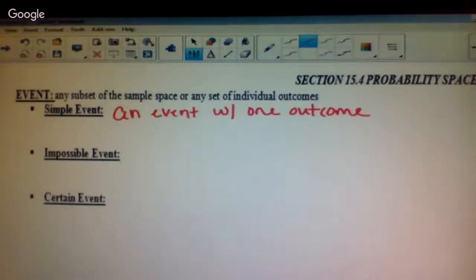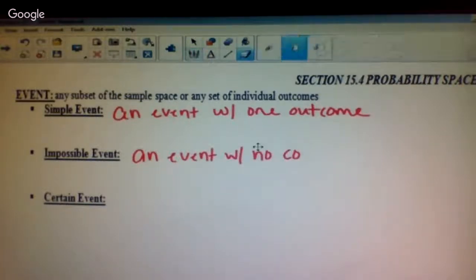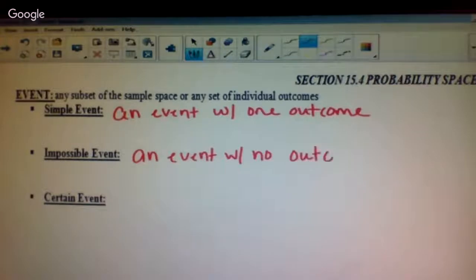We have something called an impossible event. What do you think that means? There's no answer, there's no outcome. An event with no outcome. Something like, what's the probability of rolling a 7 on a die? 0 out of 6. It'll never happen, unless you got a 7.